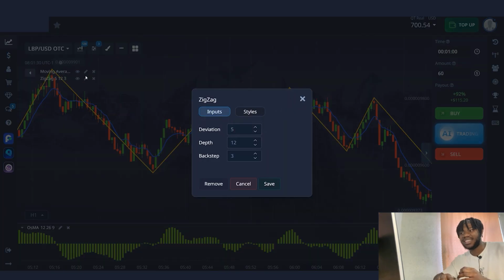Now let's set up the zigzag. I'm going to increase the deviation parameter to 8, set the depth to 14, and the back step to 5. I will leave the color of the main indicator line as standard, but you can choose any other color.